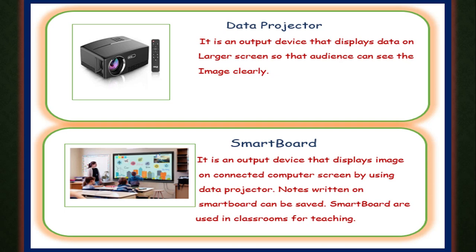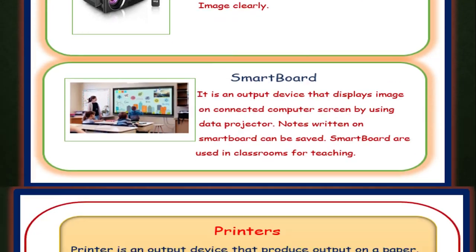Notes written on a smartboard can be saved. Smartboards are used in the classroom for teaching. So this is the output device that is commonly used in a classroom for teaching, and it is connected to a computer screen with the help of a projector, and we can also write on a smartboard. Whatever we write on the screen, we can also save in a computer.